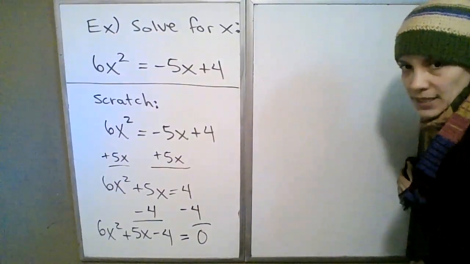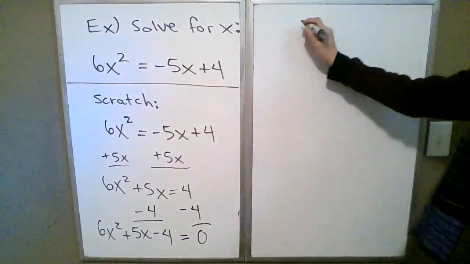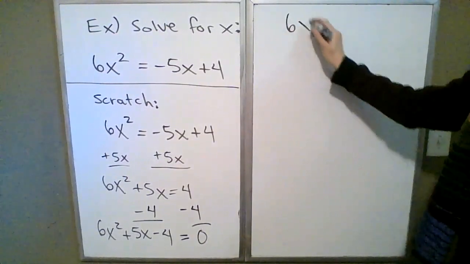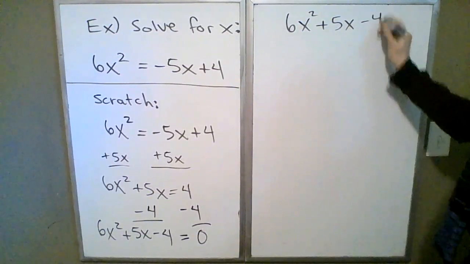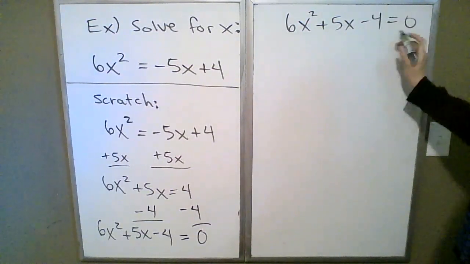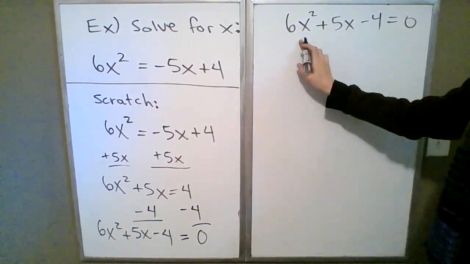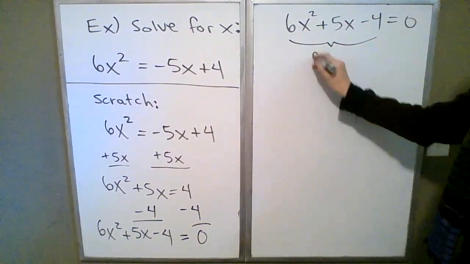It's going to get a little messy. So we're going to restate this problem. Copy down where we've gotten to so far. 6x squared plus 5x minus 4. We've gotten it equal to 0, which is like a really big first step. This side needs to be factored. So we want to take this, factor it.